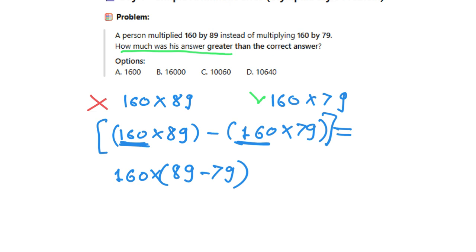If we take 160 outside, then the equation becomes like this, and this is much more simplified. So it becomes 160 multiplied by 10, because 89 minus 79 is 10. And the final answer is 1600. A simple tip: if you are multiplying by 10, just add 0 to the end of the number, and this is your answer. So we can see that option A is correct.